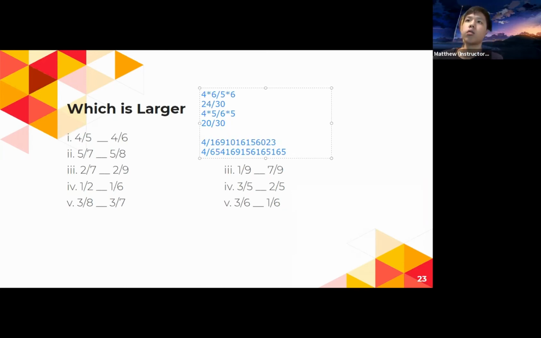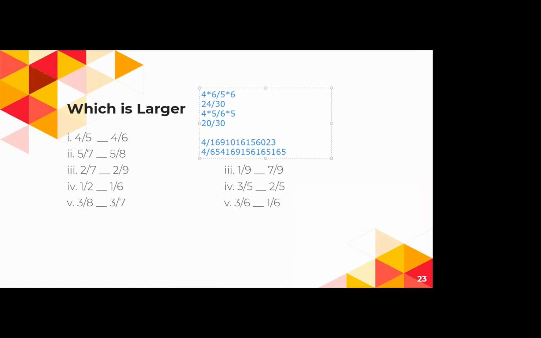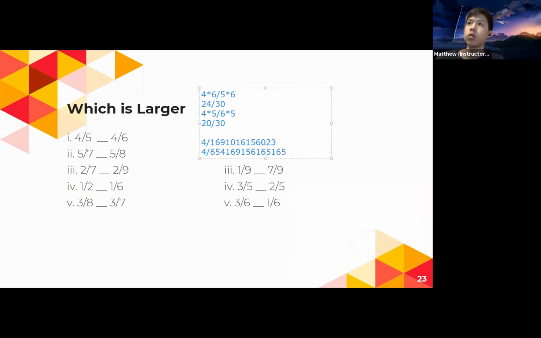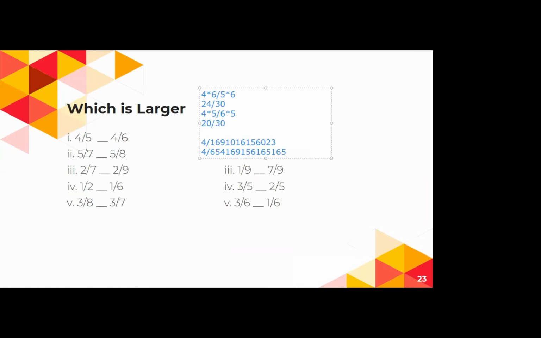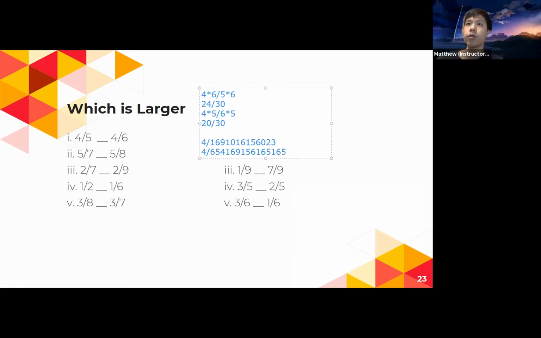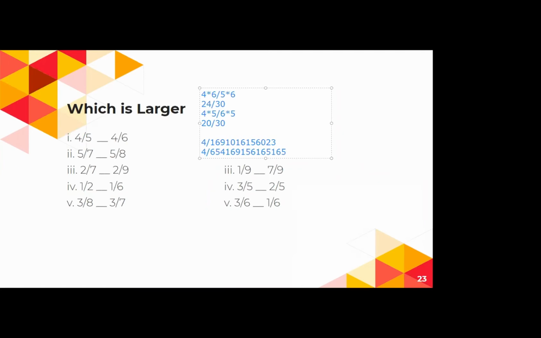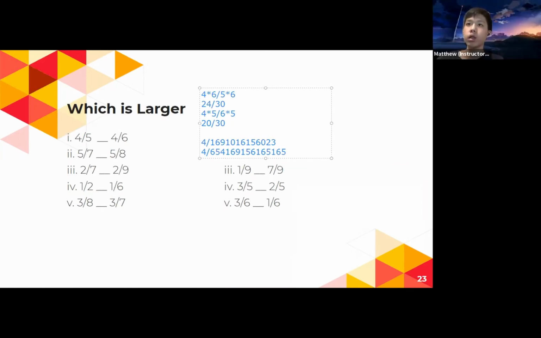So, does anyone know how to do question 2? Five over 7. Correct. What about number 3? 2 over 7. What about number 4? 1 over 2. Correct. What about number 5? 3 over 7. Let's see, 3 over 7, you say?